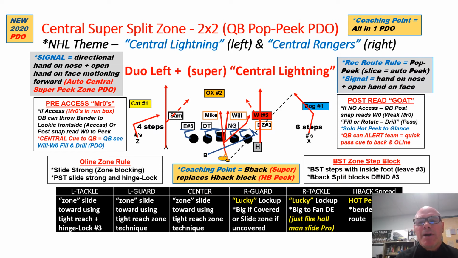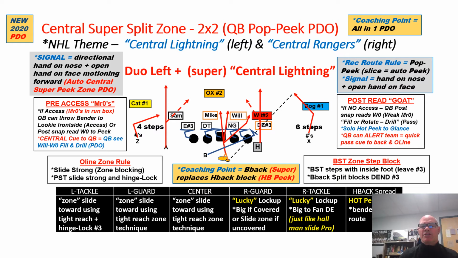So he's going to look for the bender, hot bender read, the peak route by the H. If it's not there, he's got the glance right behind it. If that's not open because the Will drops, then he can go ahead and plant and run split zone, with the ball carrier going gut to out the back door.